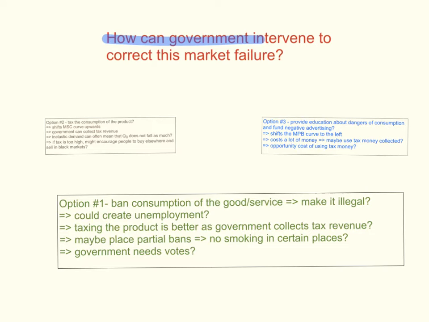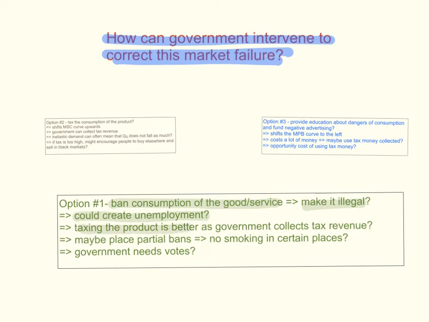So how can the government intervene to correct this market failure? Again, like the case of negative externalities of production, the government has three options. Option one is to ban the consumption of the good or service as a whole, make it illegal. But this could create unemployment. This is one big problem.